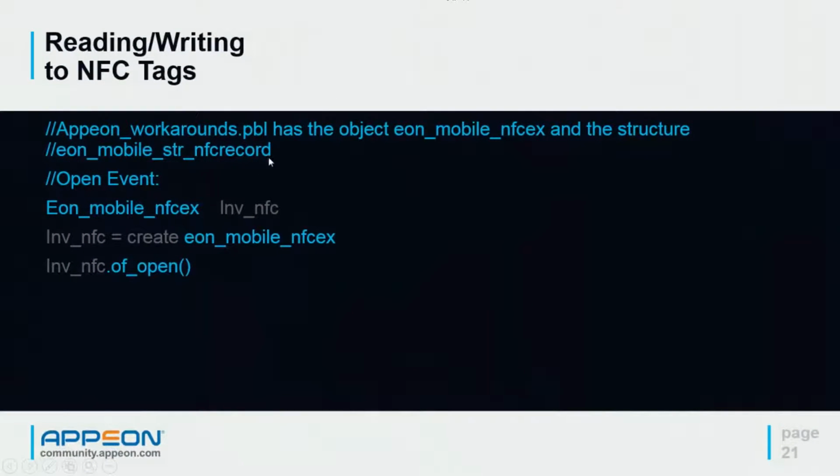Okay, let's show you how to do this. As Appeon workarounds, PBL, as I told you, that's a library that Appeon provides when you install Appeon, has the object EonMobileNFCX and the structure EonMobileSTRNFCRecord. So in the open event, what you need to do is create an instance of this object, and the function that you need to call is the object function open. With this, you open the service.